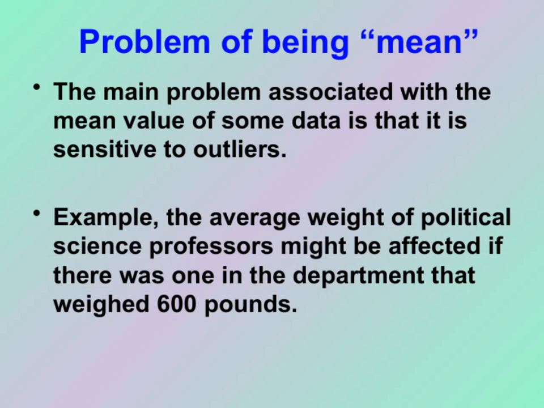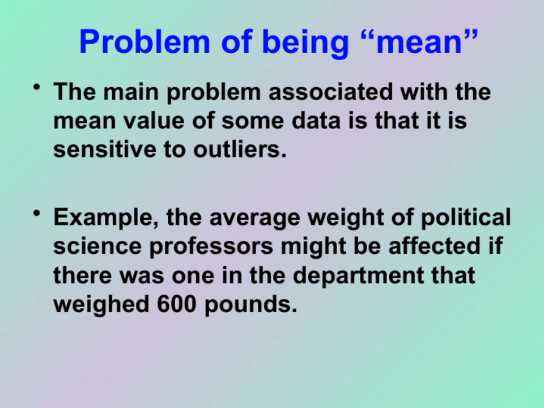So, one of the main problems with using the mean or average of some data is that it can be really sensitive to outliers. For example, imagine we're looking at the average weight of political science professors. If there's one professor in the department who weighs 600 pounds, that single outlier could significantly skew the average. This is what we mean when we say the mean is sensitive to outliers. A single extreme value can distort the overall picture.